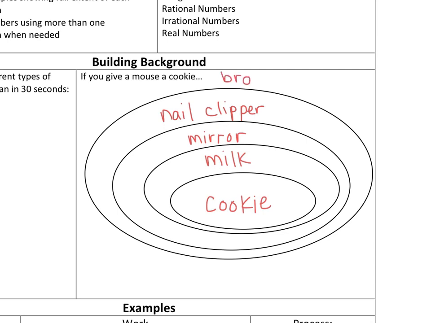So when my niece is reading this book, she's 3, so really when my brother's reading the book to her, if I walk in the room and he's at the part with the broom, I know that at that point in the story, the mouse has already gotten the nail clipper, the mirror, the milk, and the cookie. So it starts on the inside and it builds its way out. If I know that he has the broom, I can work my way in and assume he's gotten all of those things. You're probably like, what the heck, Miss Morrell?